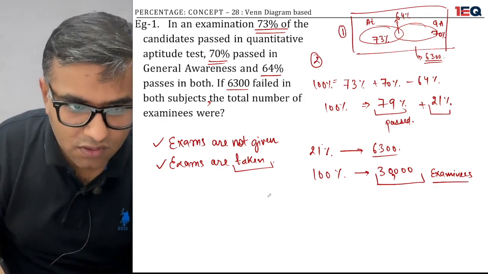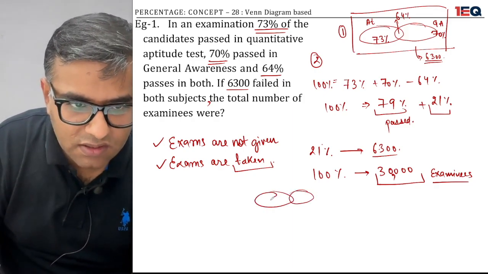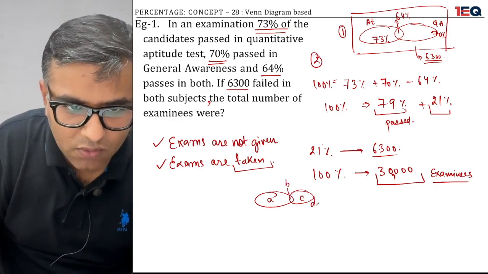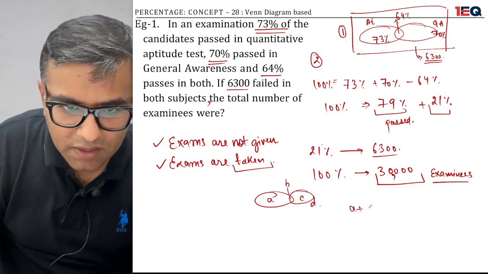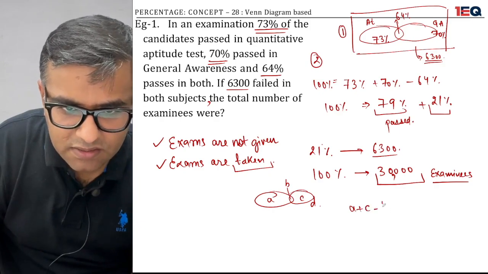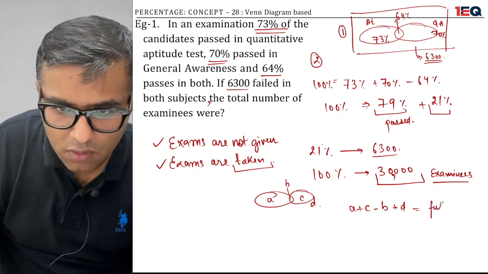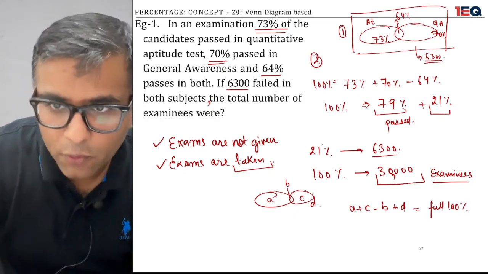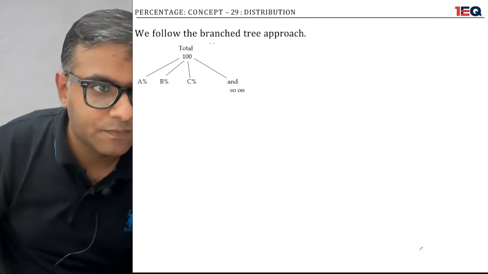So you've understood the concept of Venn diagrams. This is A, this is the small area B, and this is C, and there is an outer area D. A plus C minus B plus D is equal to full 100%. Okay, now move on.